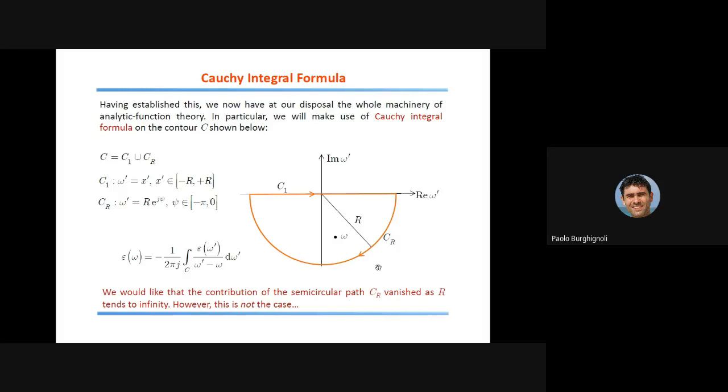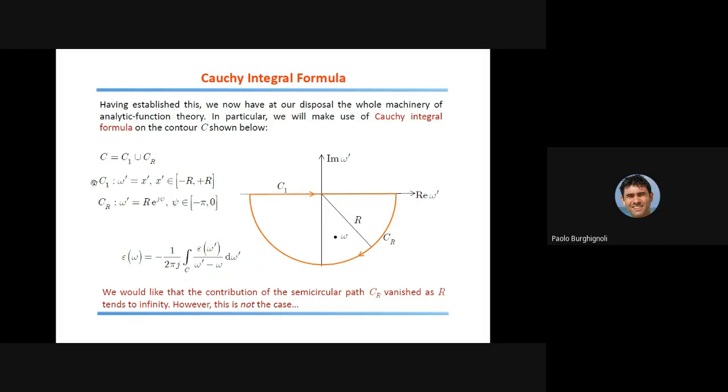Consider, for example, an arbitrary point omega in the lower half plane, like this one in the picture. And let us enclose this point inside the contour in green, which is made from a horizontal segment, C1, lying on the real omega axis. Here we are in the complex omega prime plane, so we can call the fixed point here omega. The other part of the contour is this half circular CR contour, which goes in the clockwise direction below.